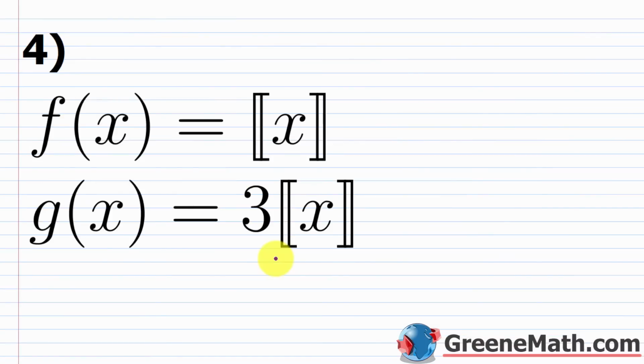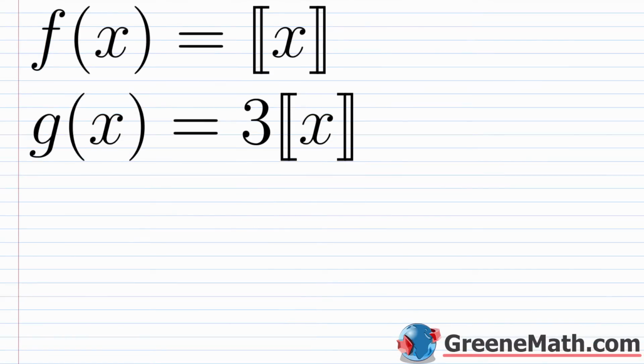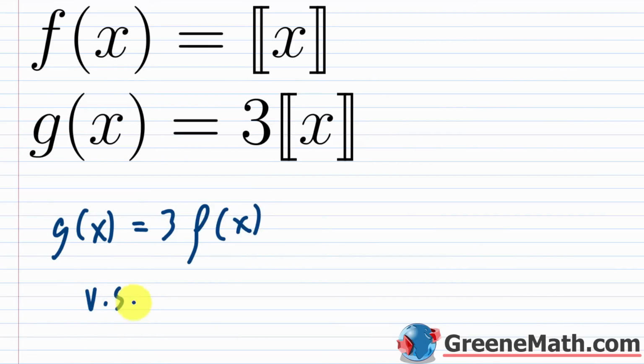All right, for problem 4, we have f of x equals the greatest integer function with x as the argument, and then g of x is equal to 3 times the greatest integer function with x as the argument. We can see that we can really rewrite g of x as being equal to 3 times f of x. And so this is just a vertical stretch by a factor of 3. That's all it is. So a vertical stretch by a factor of 3.